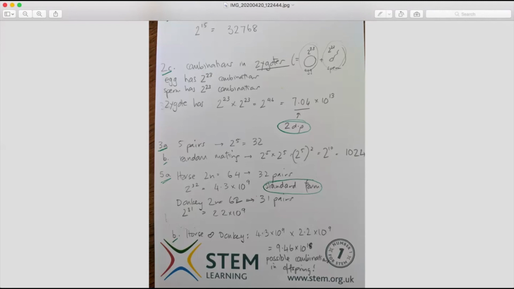Okay, so I hope that has helped with sorting out any problems you might have had with that. Just remember, write your big numbers in standard form and make sure that you report to a respectable number of decimal places.